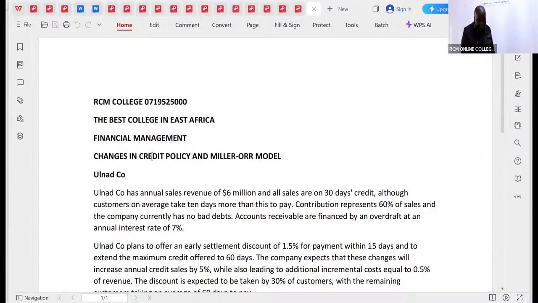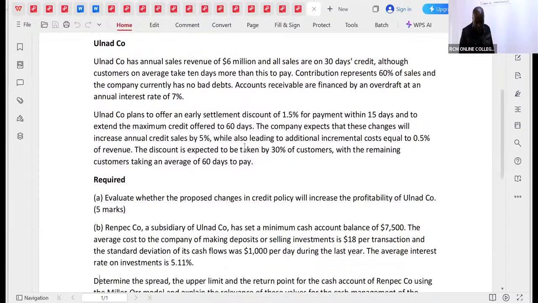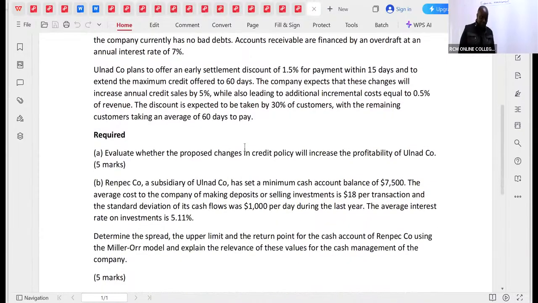And we are looking at changes in credit policy and the Miller-Orr model. I will start with the Miller-Orr model, and it is in part B of this question I'm sharing here. For 5 marks, part B, they're telling us Renpec company, a subsidiary of Ulnad company, has set a minimum cash balance of 7,500.